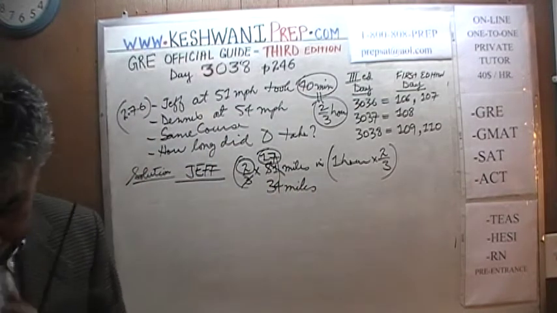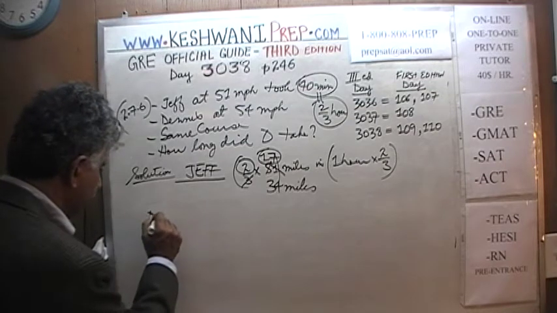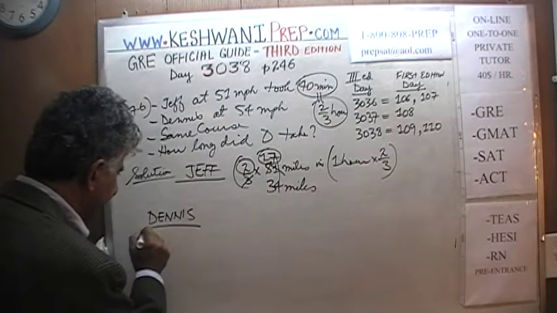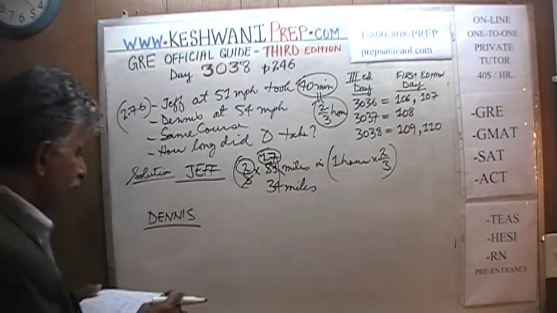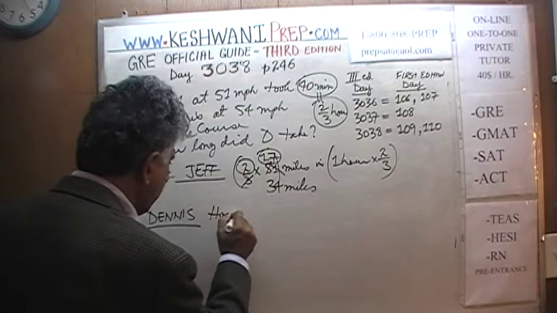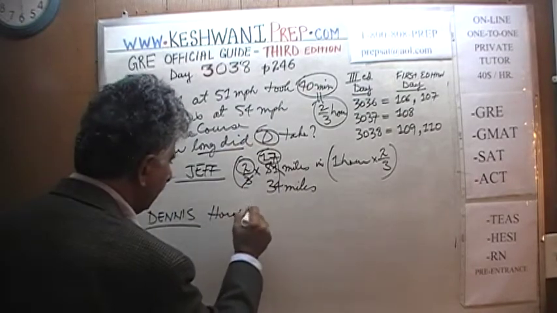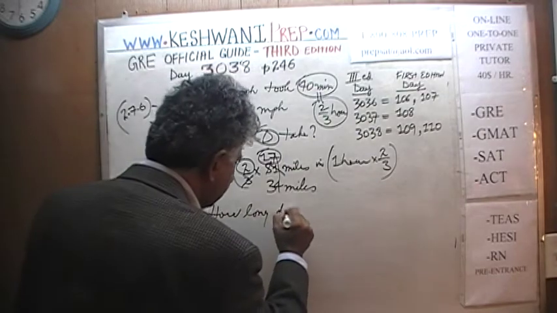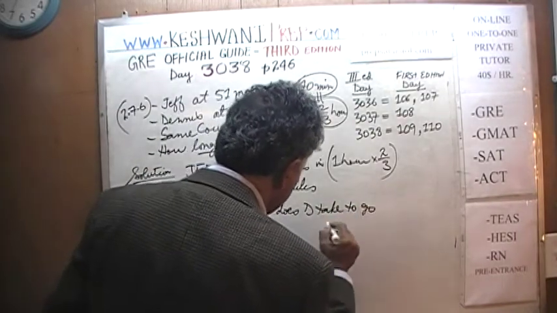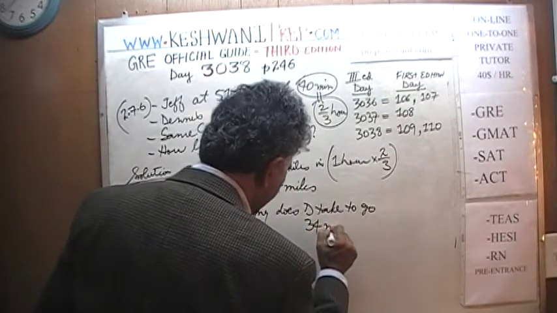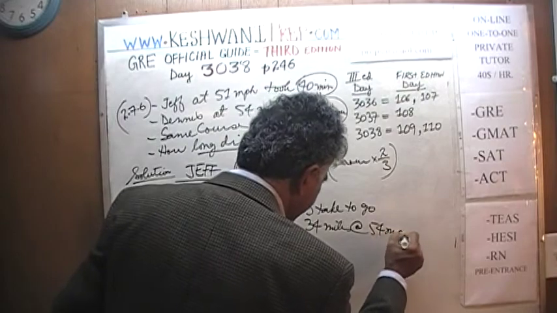So now, the question boils down to how long. Now we talk about Dennis. Question now boils down to how long will Dennis take? How long? Isn't it what they're asking? How long did Dennis take? How long does Dennis take to go 34 miles at 54 miles per hour?